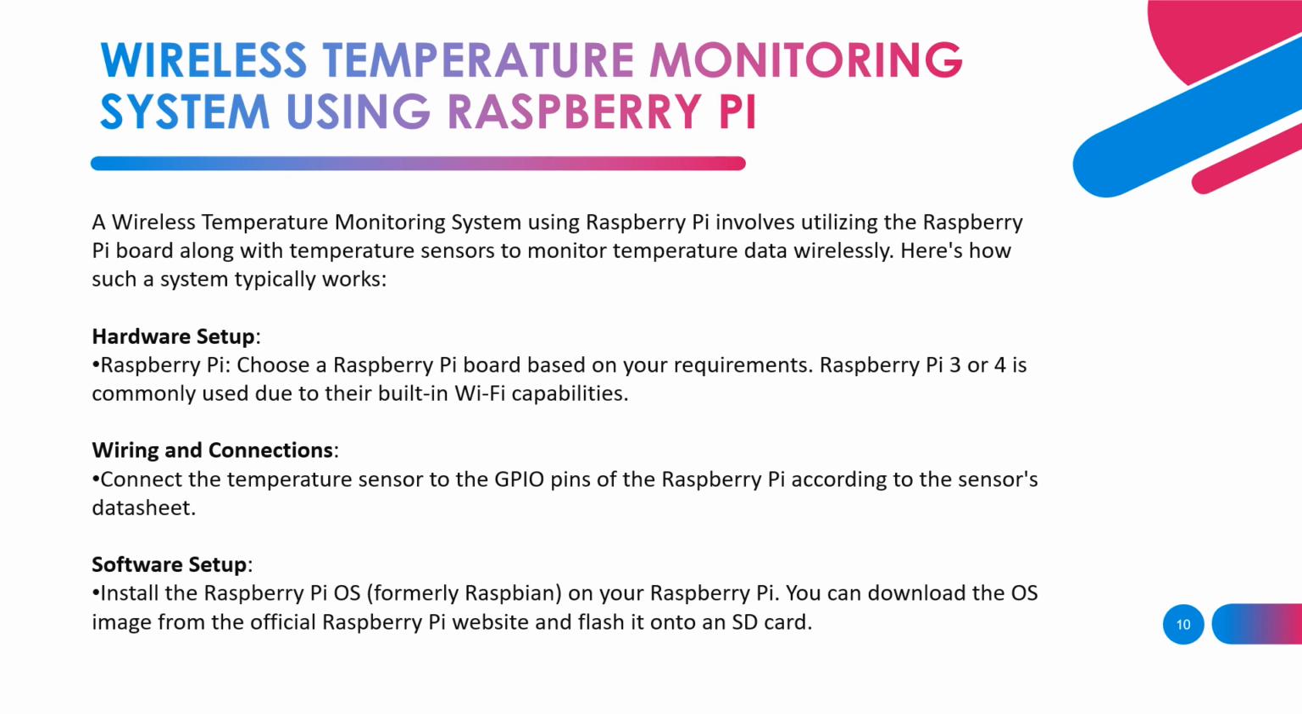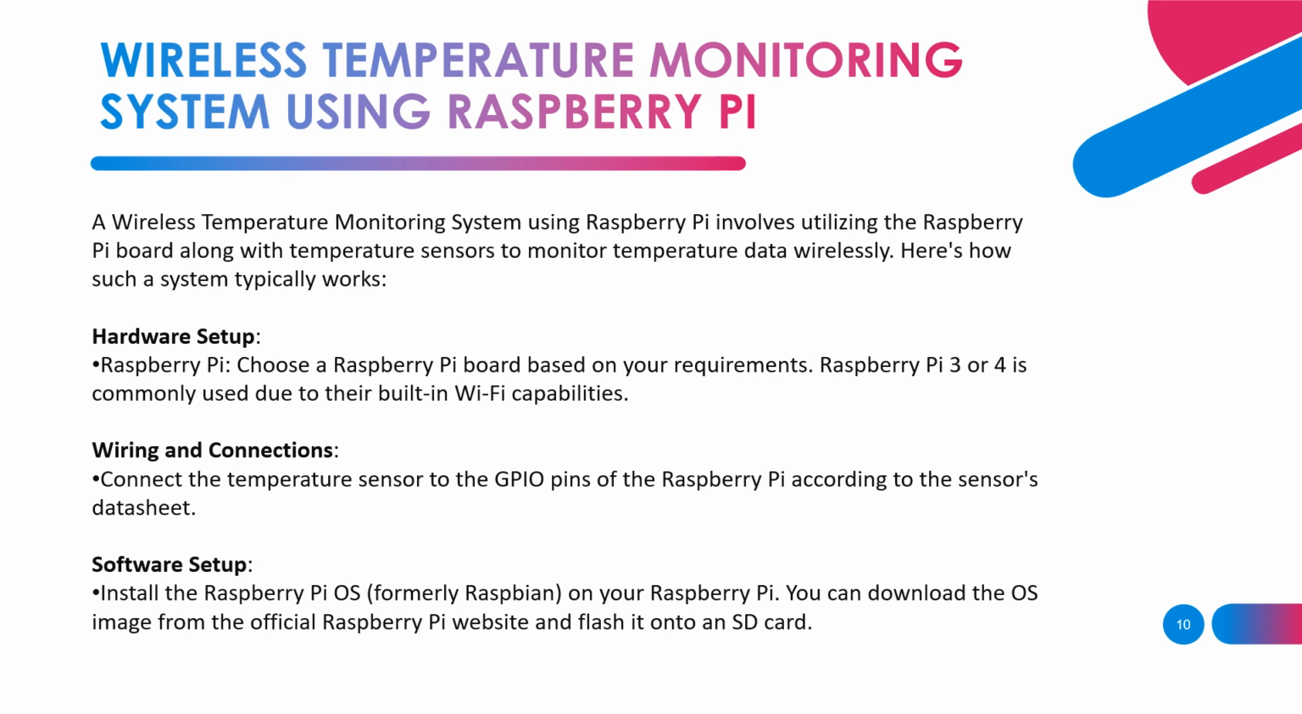Temperature sensor. Select a suitable temperature sensor such as DS18B20, DHT11 or DHT22. These sensors can measure temperature and are compatible with Raspberry Pi. Power supply. Provide power to the Raspberry Pi board using a micro USB power supply. Optional. A case for the Raspberry Pi and any additional peripherals like a display, keyboard and mouse.